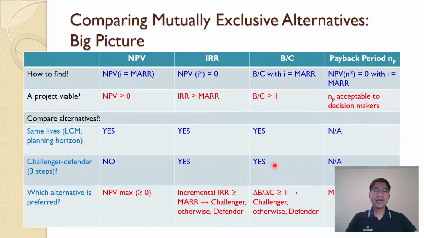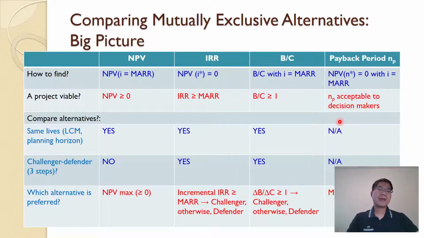B over C, yes, but I don't show you a problem in today's lessons, but we have an additional practice problem with solution. Use B over C with the challenger defender. Go ahead to practice and see that solution. If you're not sure what is challenger defender, go to the IRR method, the previous lesson, to see how we process that IRR analysis with challenger defender.